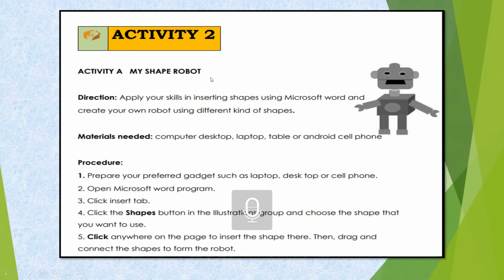Next is activity 2, which is in activity A, my shape robot. Direction: apply your skills in inserting shapes using Microsoft Word and create your own robot using different kinds of shapes. So later on, I will give you some examples on how to make a shape robot using different shapes.